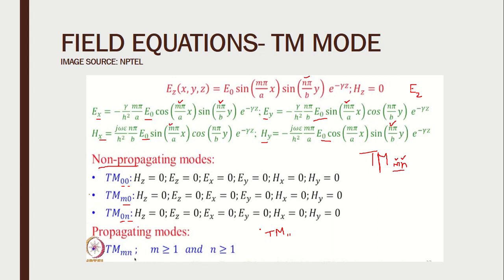So this is the smallest value of a propagating mode, which is your TM11 mode. For any value of m greater than or equal to 1 and n greater than or equal to 1, we can say it is propagating in nature. Are you clear? When you substitute m to be 0 or n to be 0 or both to be 0, all the field components vanish and hence they come under the non-propagating modes. Whereas when we substitute any value of m and n, either 1 or greater than 1, the field components exist and hence these are called the propagating modes.